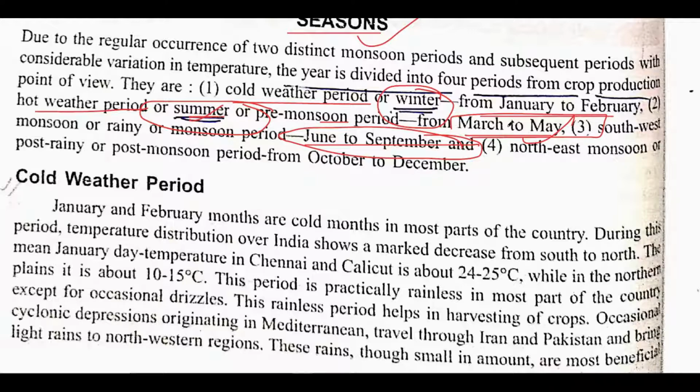So basically, summer period is from March to May, while rainy or monsoon period is from June to September, and post monsoon period is from October to December. This is important, that northeast monsoon period is from October to December. October to December is not cold weather or winter. This is not winter.